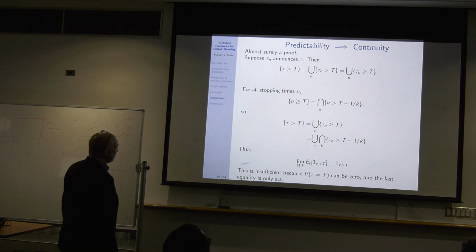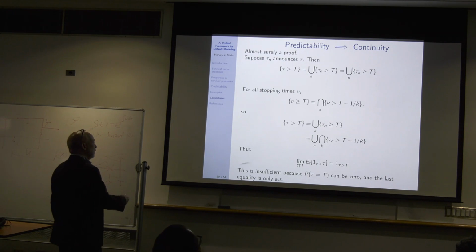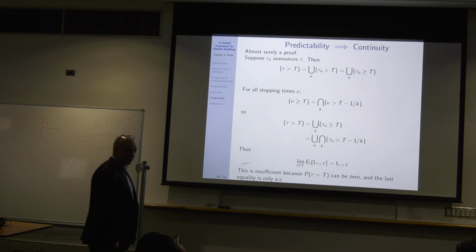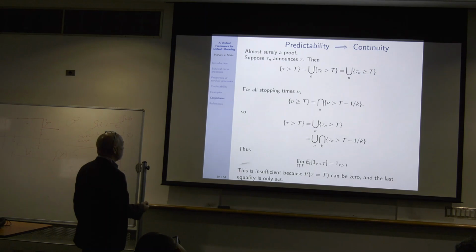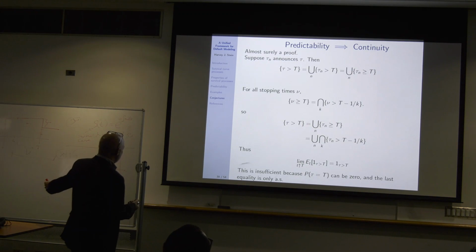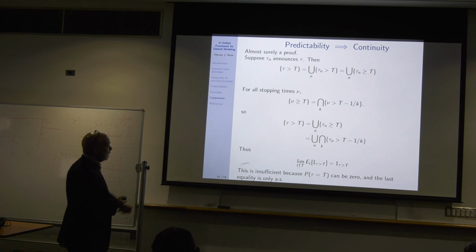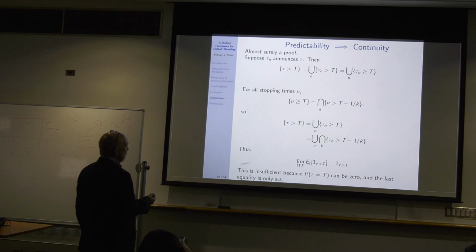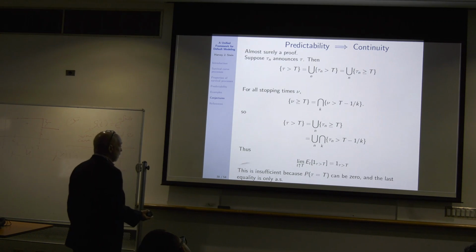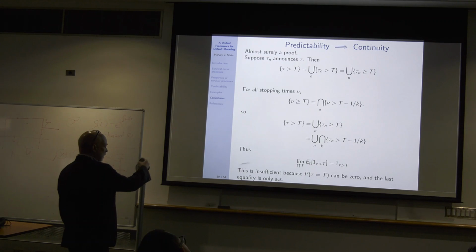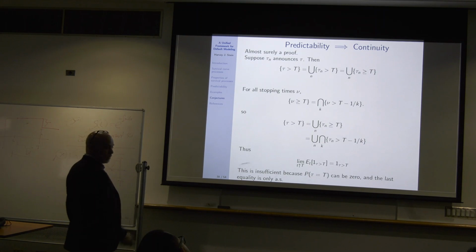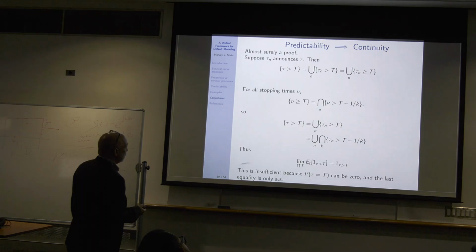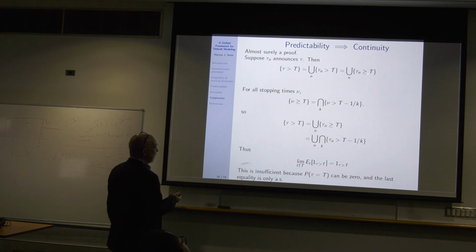Now, predictability implies continuity, which we can almost surely prove. So for example, consider the set tau greater than cap T. If it's predictable, we have this tau sub n converging to cap T. So we can write it as the union of the states in which tau sub n is greater than cap T. We can also write it as the union of the states where tau sub n is greater than or equal to cap T. Doesn't matter.